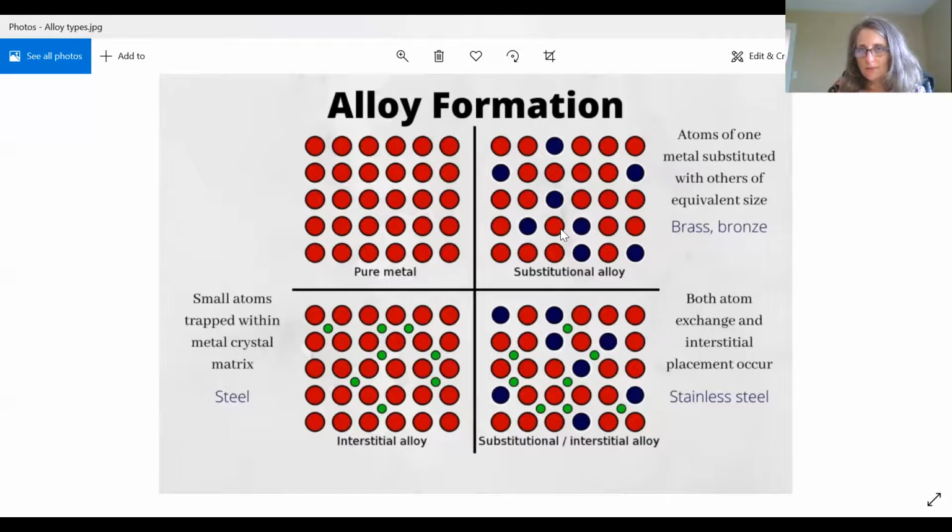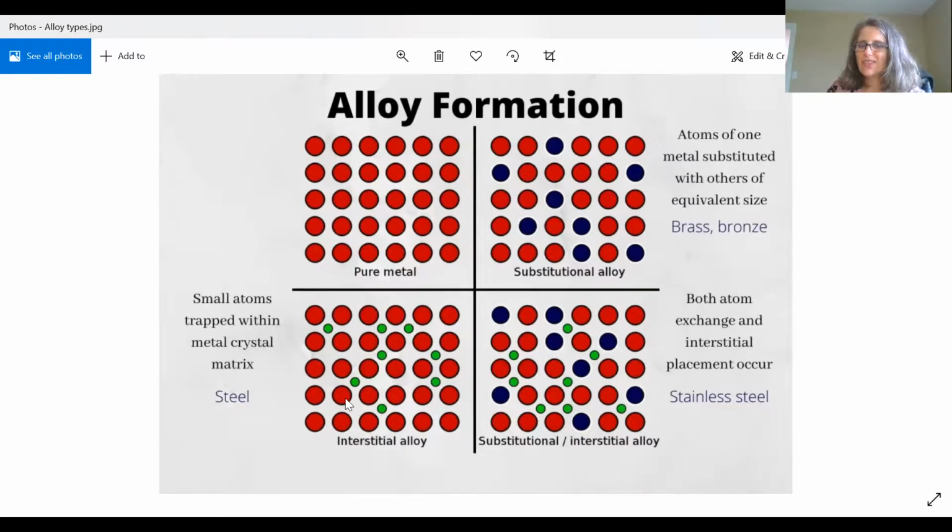Substitutional alloys are going to be alloys where the atoms are about the same size. So if you substitute one atom in for another, you're going to see the blue versus the red here are about the same size in terms of their diameter. So those are what we call substitutional. One atom substitutes in for another, and they just repeat back and forth depending upon what it is. Some examples of that are brass and bronze, which are what we call substitutional alloys.